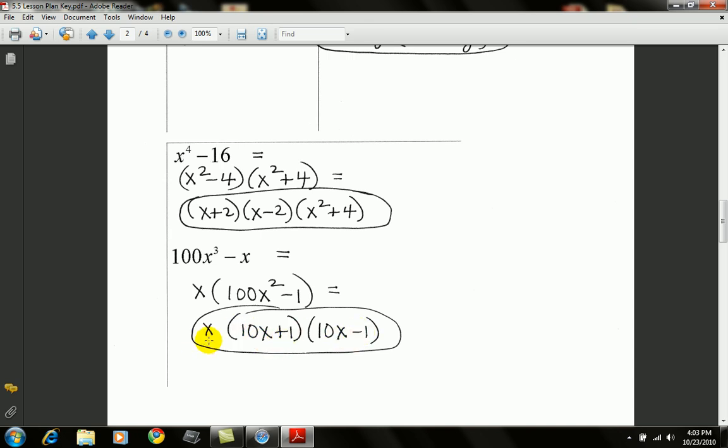And don't forget to put that x in front, because what you took out as the GCF is definitely a factor in your final answer. So don't forget about that. Okay.